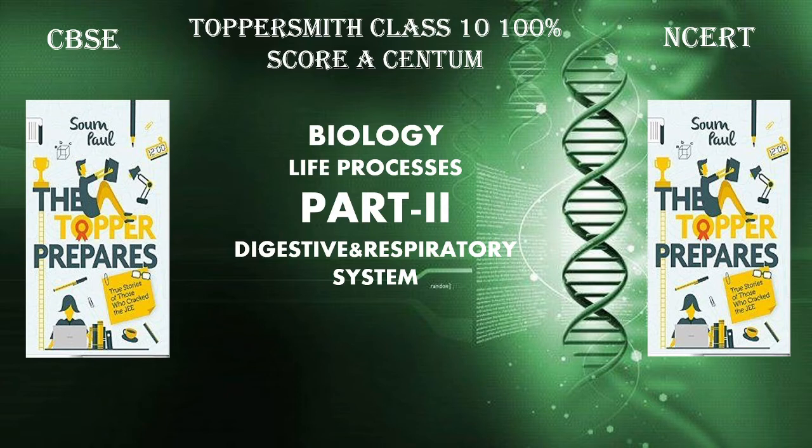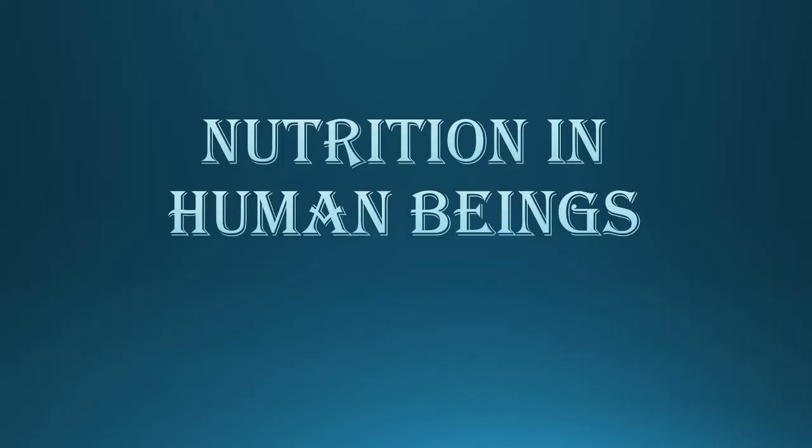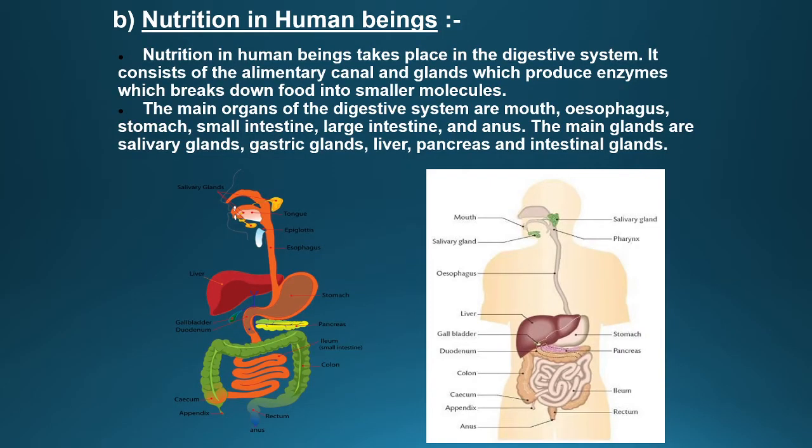Today this is the second part of biology life processes, and we're going to learn about the digestive and the respiratory system of the human body. So the first one is nutrition in human beings. Nutrition in human beings takes place in the digestive system.